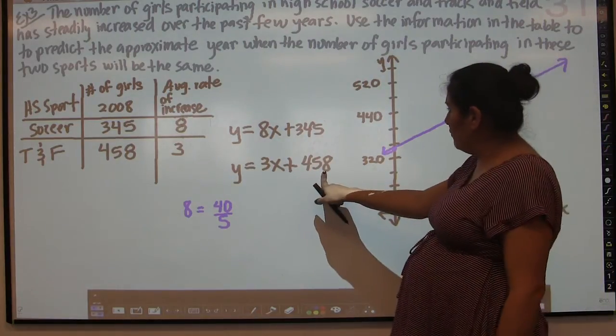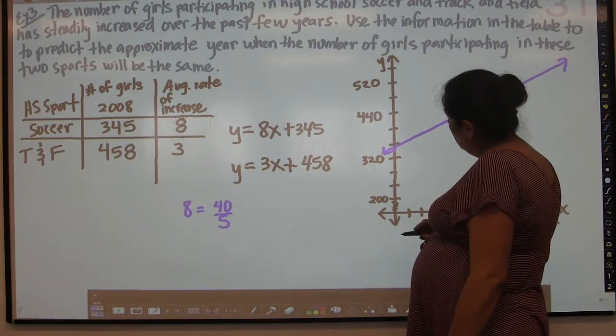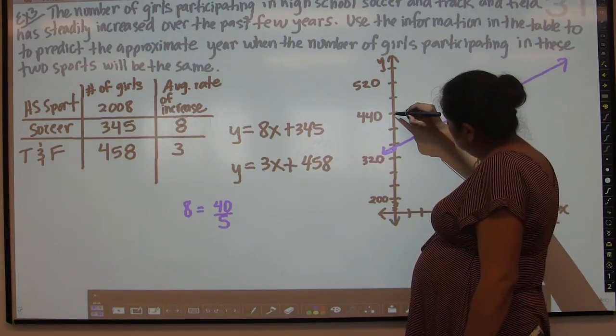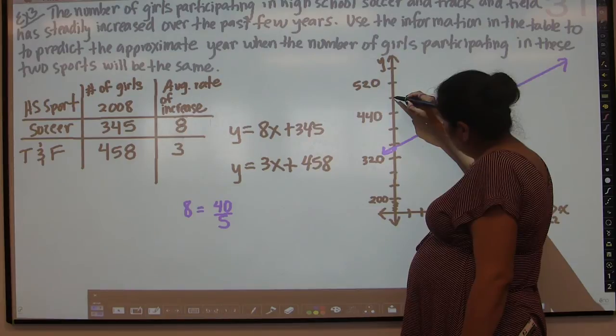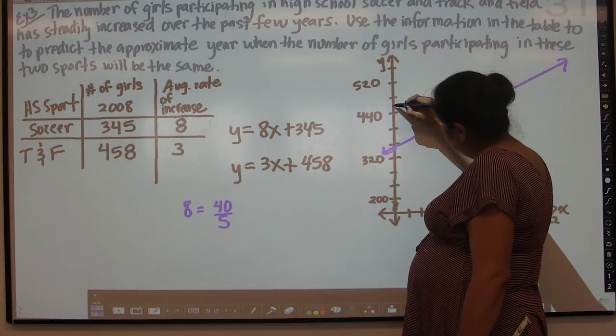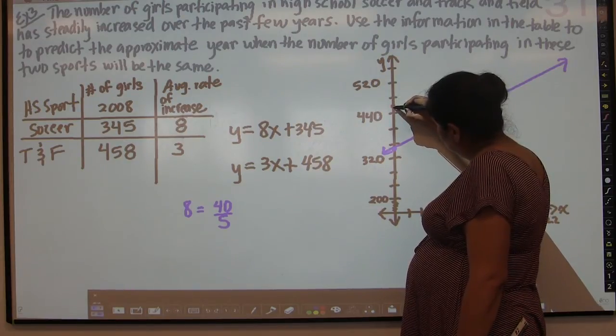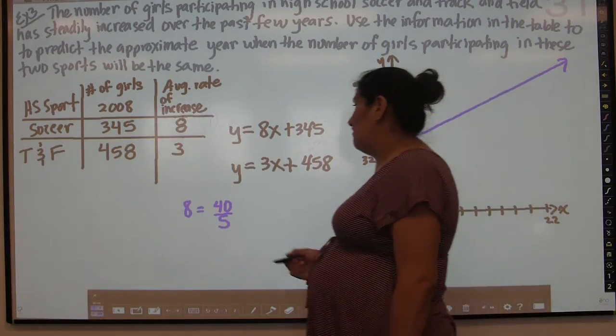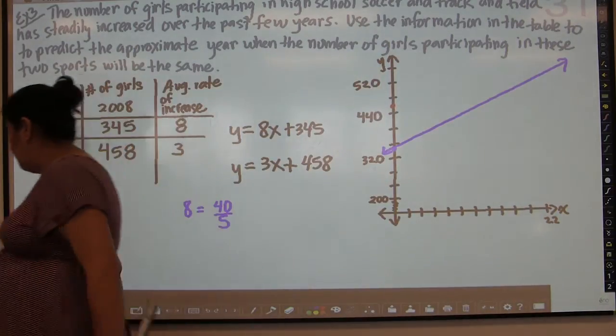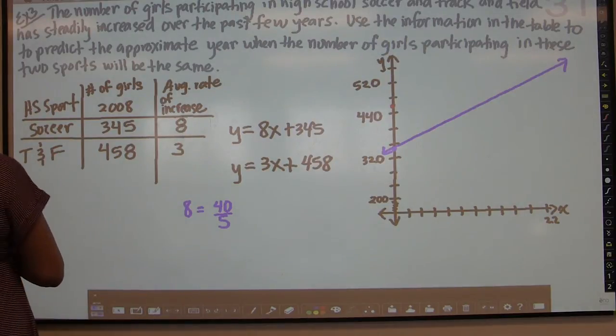For the 458, I'm going to go, here's 440, and then this is 480, so 460 would be somewhere like in the middle, a little bit underneath. And then my slope here is up 3, but again, I'm going by 40s. So, let's see.